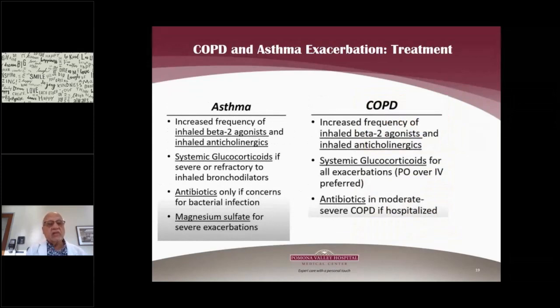Treatment has a little bit of variation in both of them. In asthma, the treatment is inhaled beta agonist and anticholinergics combined, as well as systemic glucocorticosteroids, and antibiotics may be used if there is an infection. Otherwise, you should not be using them. Magnesium, used acutely to reduce smooth muscle spasm, is helpful, while in COPD, antibiotics definitely help more than they do in asthma, and of course, the rest of the treatment is very similar.